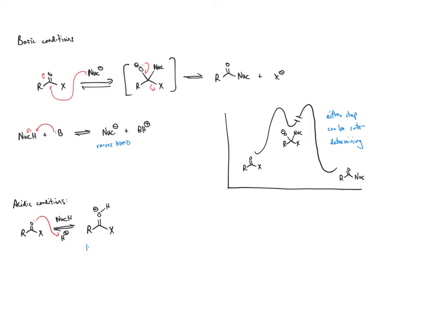Deprotonation, this one lowers the LUMO. And it lowers the LUMO so much that the nucleophile, which is neutral, can undergo nucleophilic attack. And so when that happens, we get a new carbon nucleophile bond. But that nucleophile is still going to be protonated. We can get that deprotonating to form a neutral species.